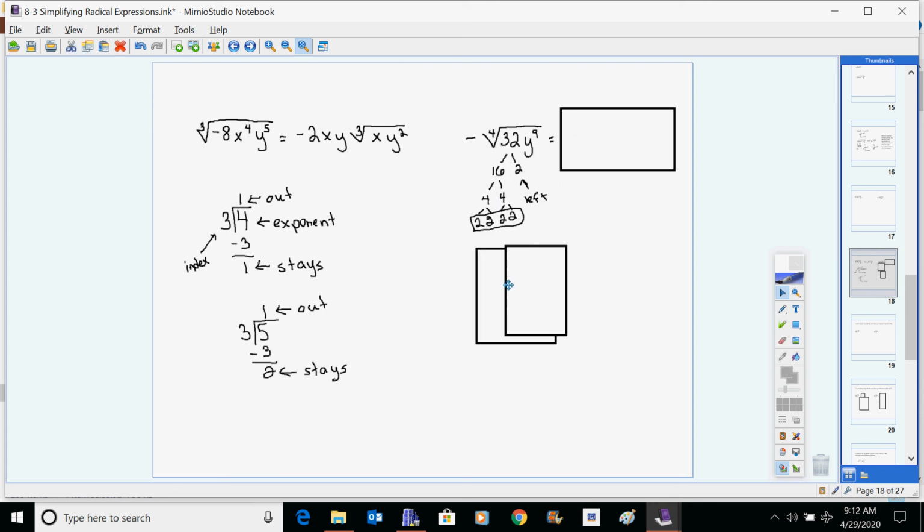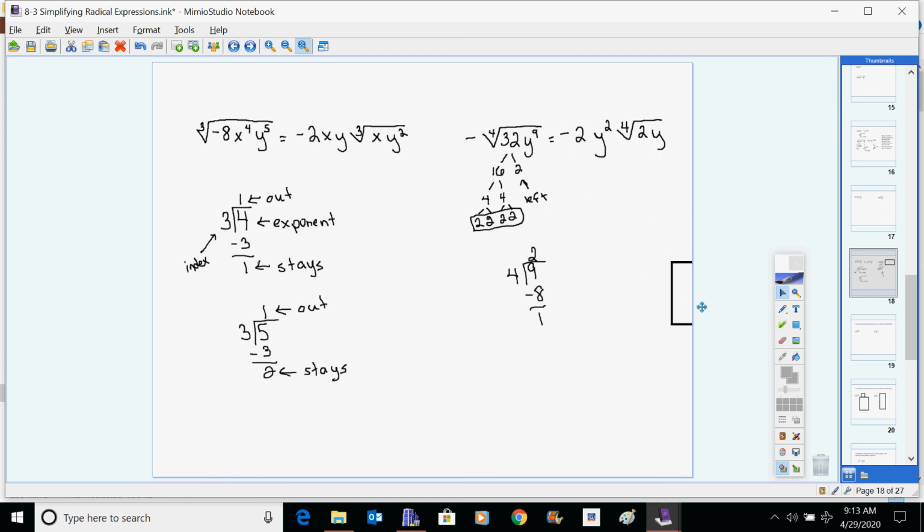32 factors down into 1, 2, 3, 4, 5 twos. Notice that the better you get at it, the more little tricks you find, once you know how many factors there are. There's a group of 4, so one of the 2's will come out and one will be left behind. 9 divided by 4 is 2 with a remainder of 1. So 2 come out and 1 stays under. Make sure that you're careful where your index goes.